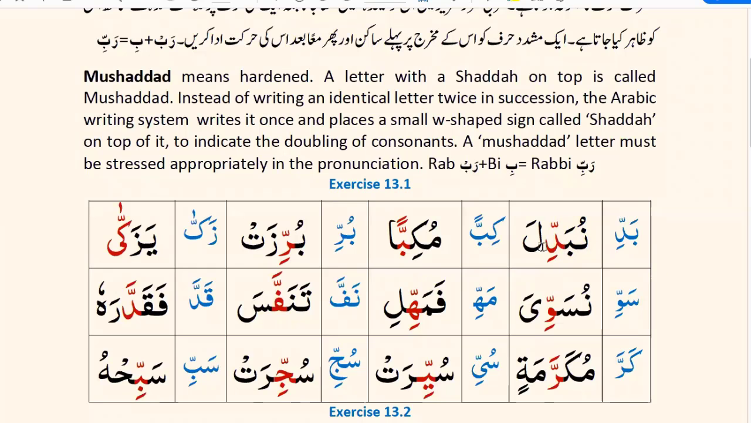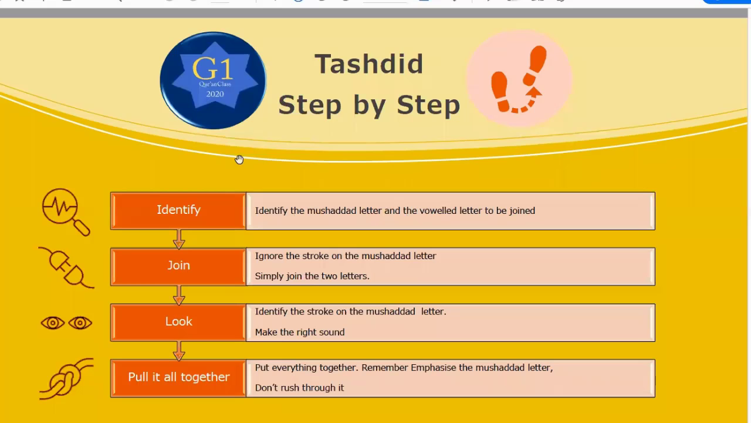One second. Which is not letting me highlight, but never mind. Okay, so I'll put my little hand there so you can see. So you identify the two letters, the ba and the dal. Mushaddad letter is the dal, and the letter preceding it with a vowel is the ba. Okay, that's the first step, identifying.